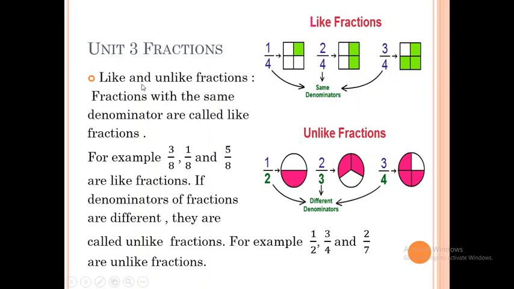Now how to find which are like fractions and which are unlike fractions? The only thing that you check is their denominator. Fractions with the same denominator are called like fractions. For example, 3 by 8, 1 by 8 and 5 by 8. These are like fractions. Why are we calling them like fractions? Because all these three fractions have 8 as their denominator.